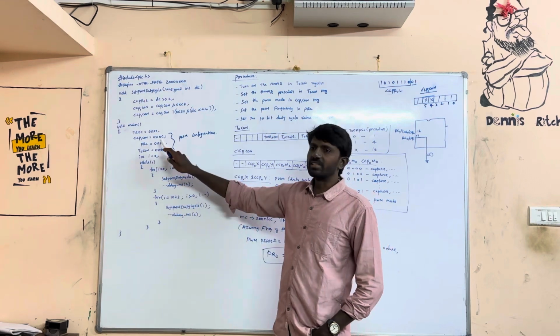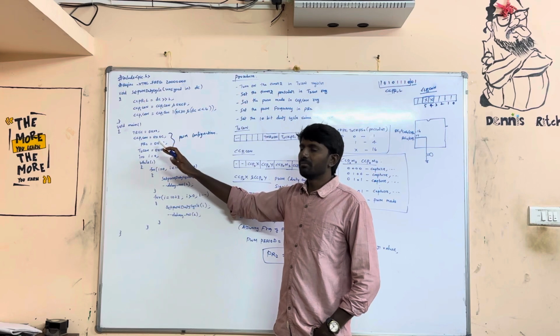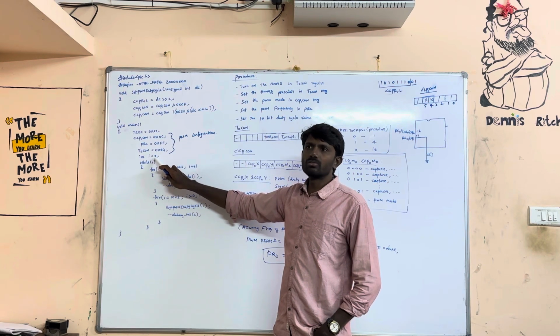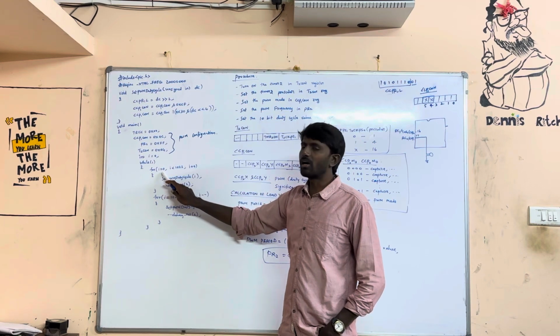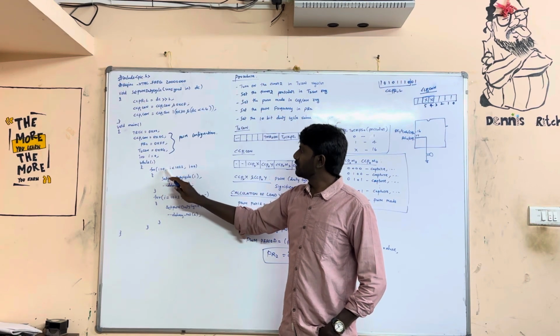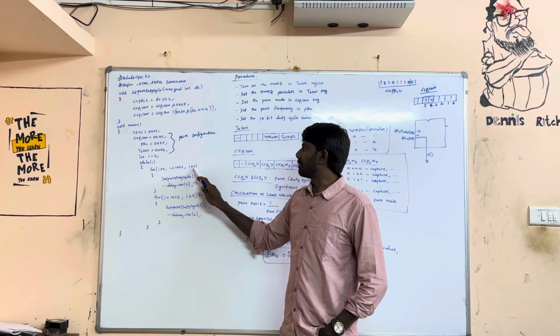I will come to these 3 lines afterwards. So here we are configuring the PWM. Now you are coming to I equal to 0, and then coming to the while loop, an infinite while loop. Here you have a for loop. The for loop starts from 0 and goes up to 1023, I++.